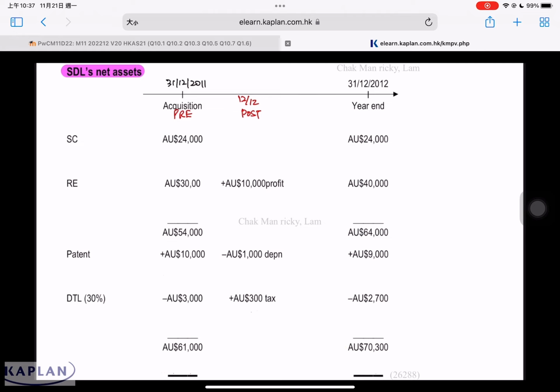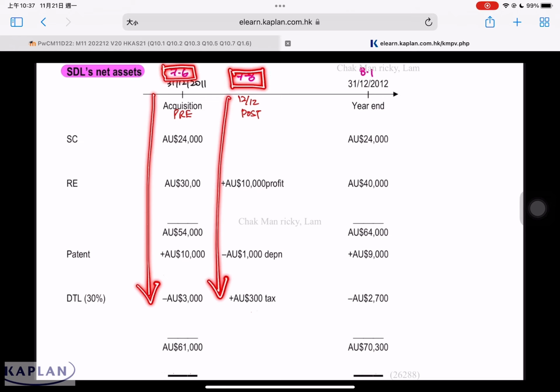Now we talk about the presentation currency. At the acquisition date, the exchange rate is equal to 7.6. For the year, the average rate is equal to 7.8. At the year end it is equal to 8.1. We must apply the historical rate to these figures, the average rate to these figures, and the closing rate to the assets and liabilities at the year end.